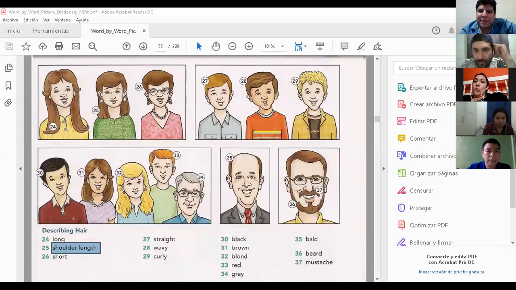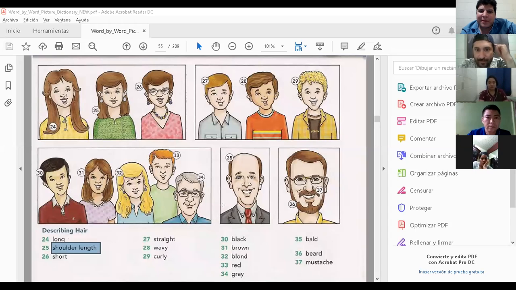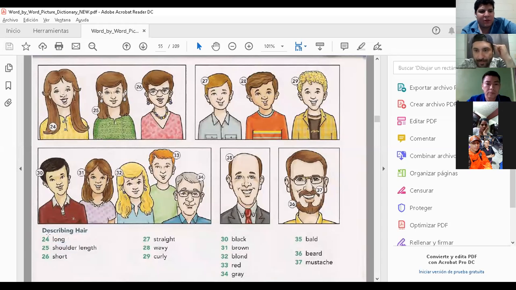Now you will be able to see it. Can you see it now? Oh, uh-huh. So it's part of the vocabulary.